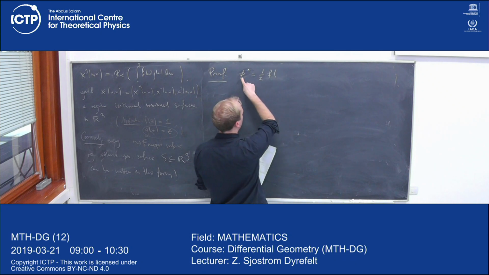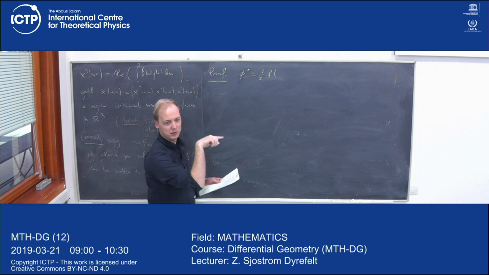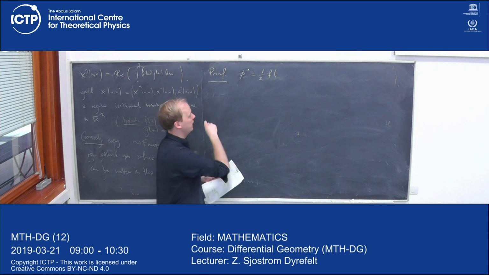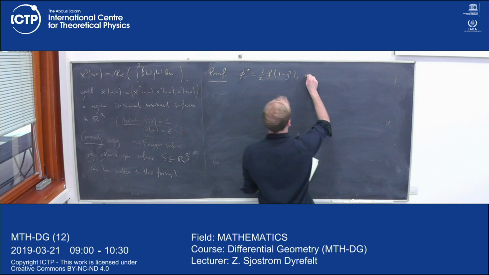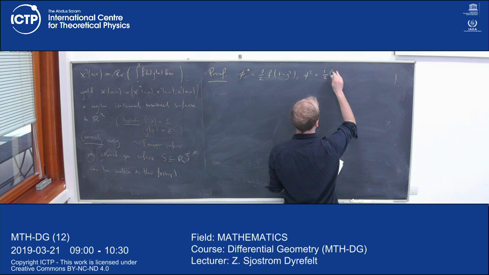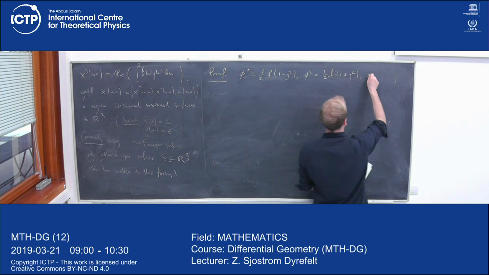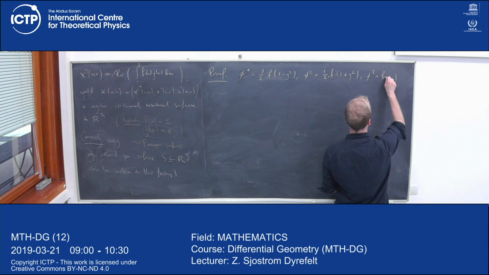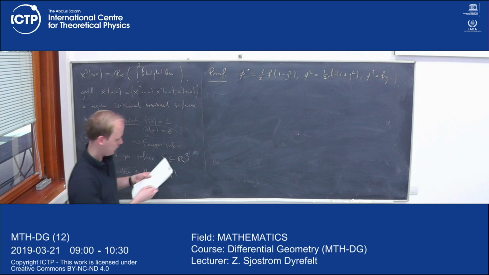So the parameterization will be the real part of the integral of phi k. Phi 1 is 1/2 f (1 minus g squared), phi 2 is i/2 f (1 plus g squared), and phi 3 is equal to f times g. So this is what we have.